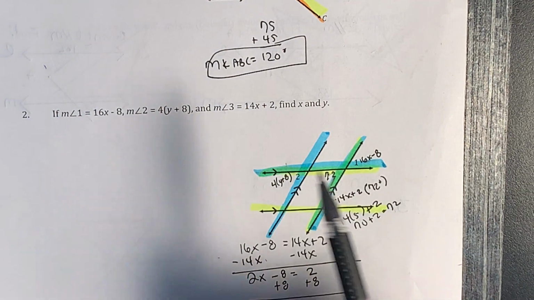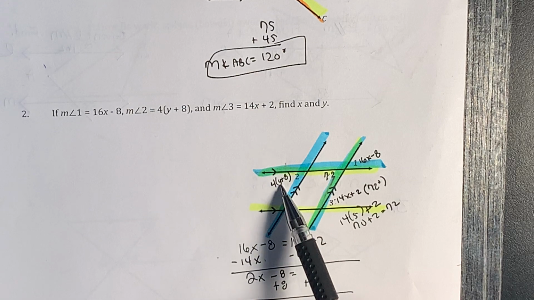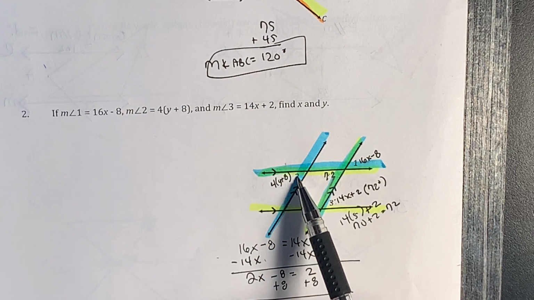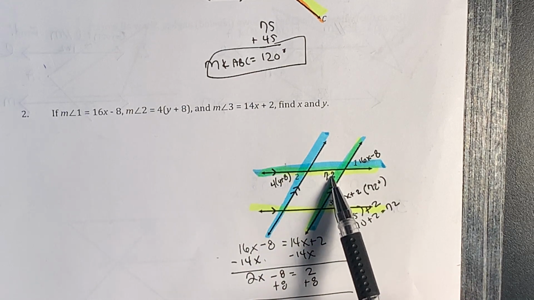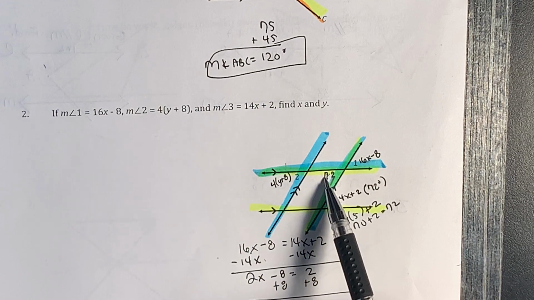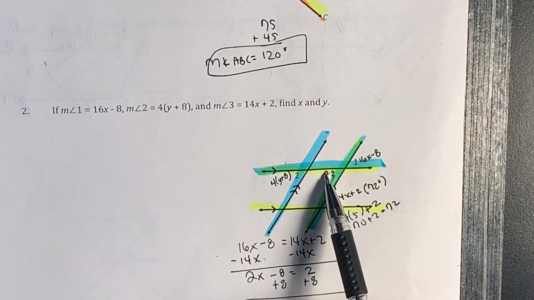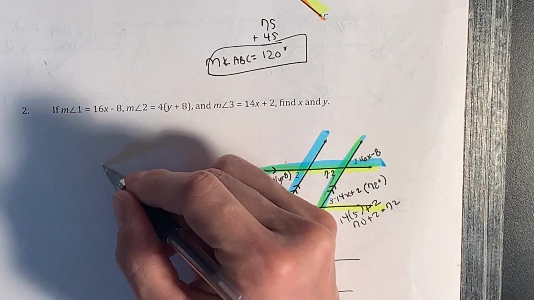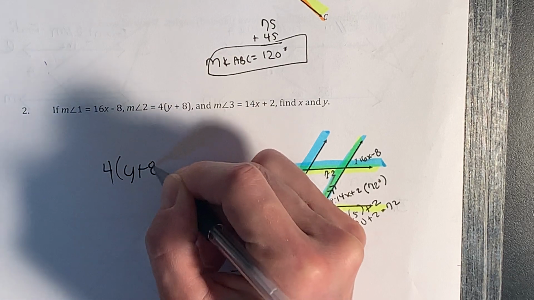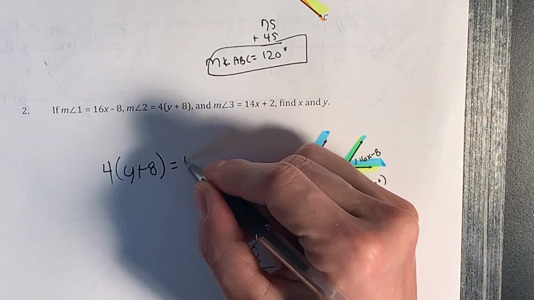And if you look at the measure of angle 2, which is 4 times y plus 8, and where the 72 is, these are corresponding again. And what did we just say about corresponding angles? That they're equal. So we're going to set this equal to this, and we're going to solve for y. So 4 times y plus 8 equals 72.